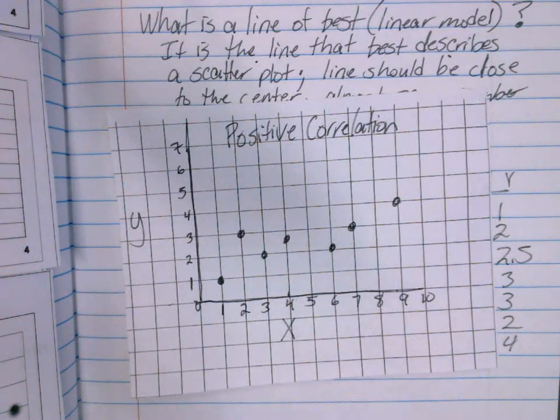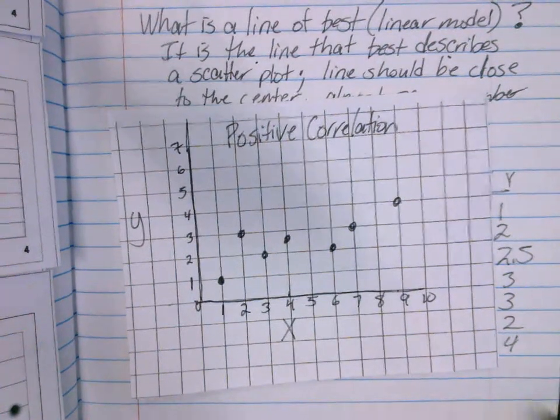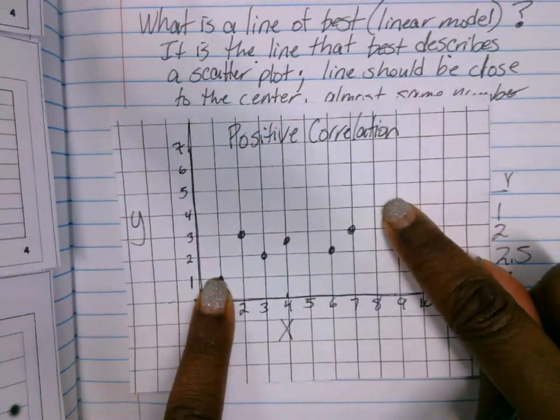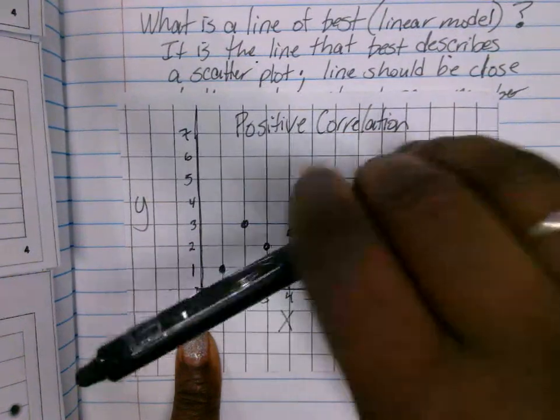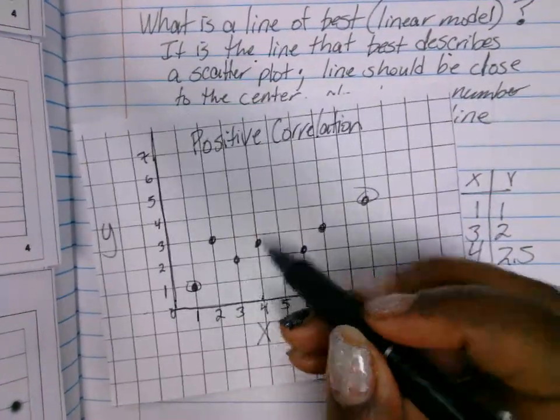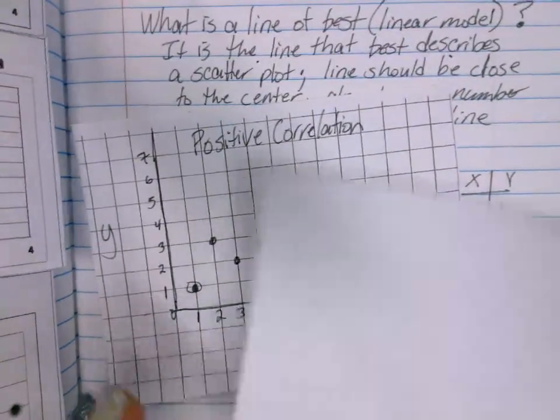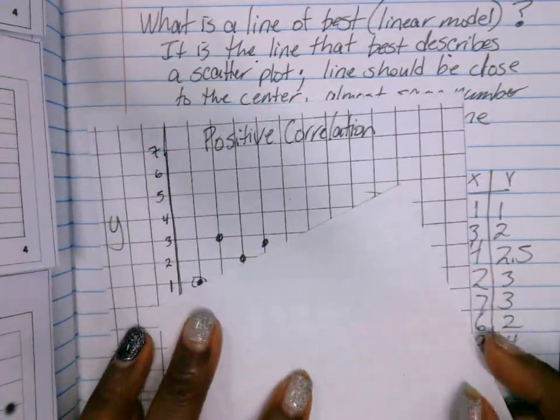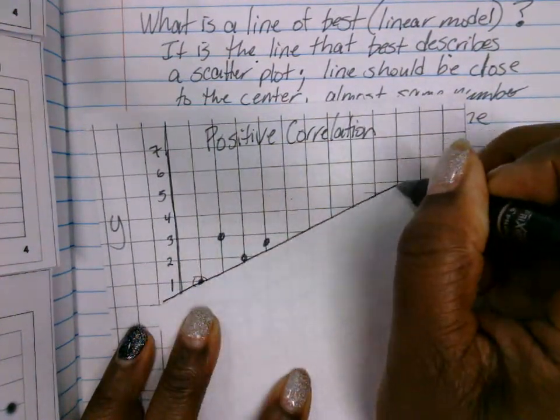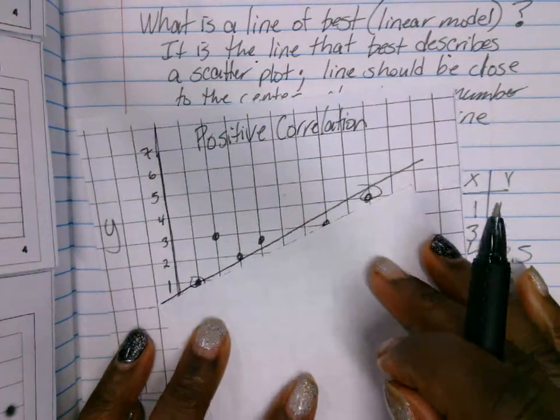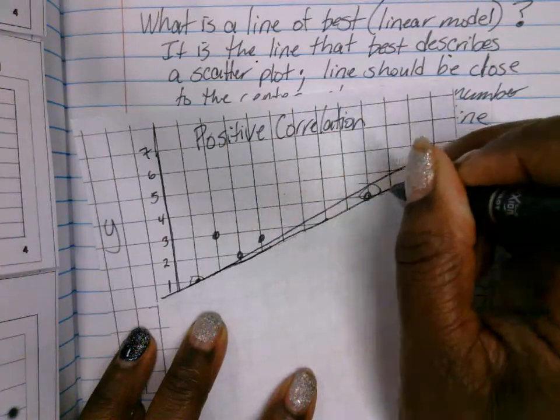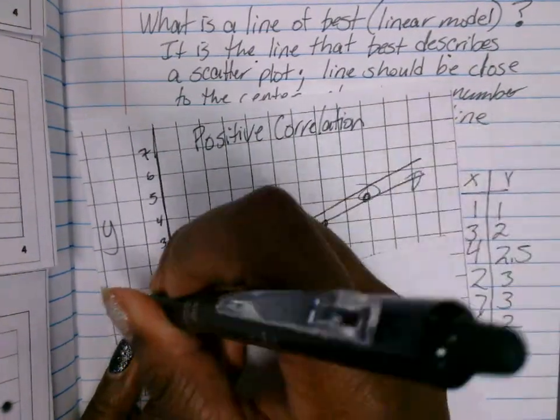All right, tell me 2 points that you think might be good to use. Yes. 1 and 1 and 9 and 4. Okay. Yeah, that's pretty good. Let's see if I can draw a straight line. Oops. Why are you laughing? Better than my line, mine curved. Yeah, that's good.